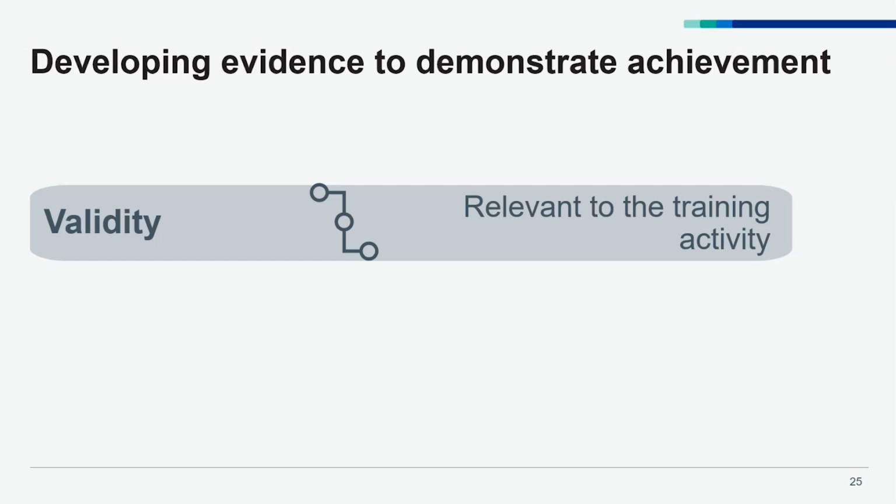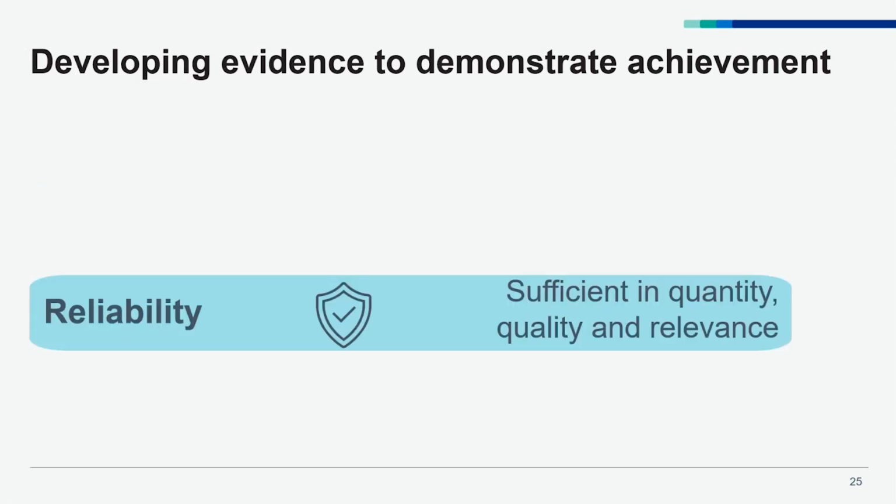And then we've got reliability. And this, we've talked a little bit about this already in terms of the reflections, but it needs to be sufficient in quantity, quality, and relevant. And it's not academic study, so there is no word count. It wouldn't be appropriate to do that because not all evidence is going to be written, or has to be written even, and we'll come to that shortly.